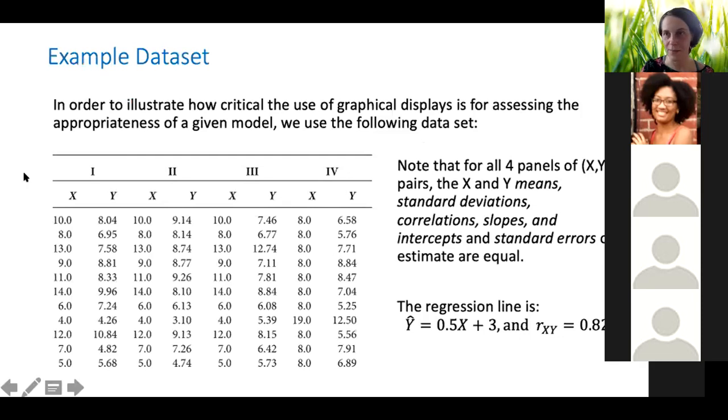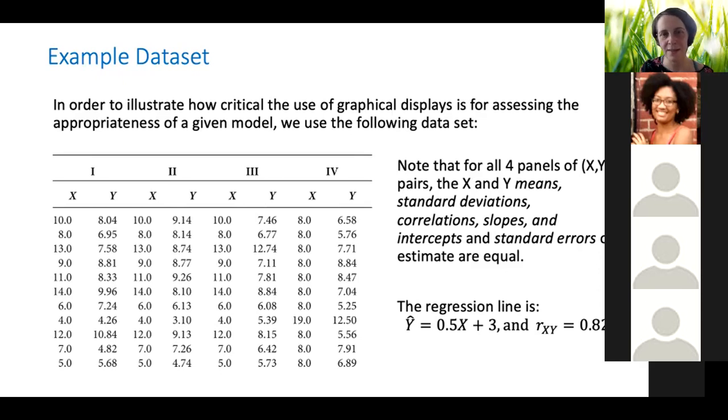This is just an example data set to illustrate how estimating a model alone can be misleading in many cases. It illustrates the critical necessity of visual displays to assess your model and to assess how well it characterizes your data.